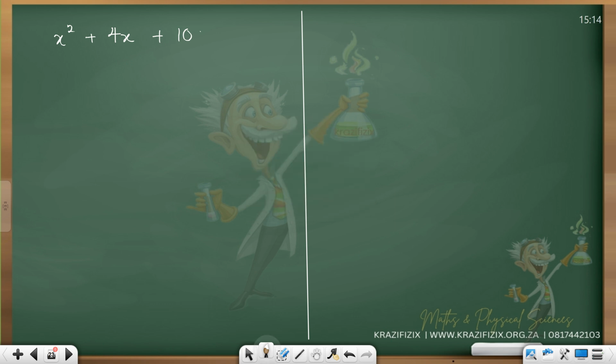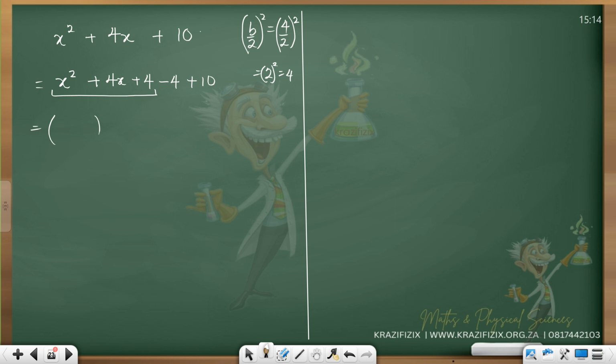All right, what would I do quickly here? I would say x squared. All right, that's my b, right? What is b over 2 squared? My b is 4 over 2 squared, which is what? 2 squared. And that is 4. So what do I do? I'm going to add 4, and I'm going to subtract 4, and I keep my plus 10. Please always add first. That is my perfect square trinomial.